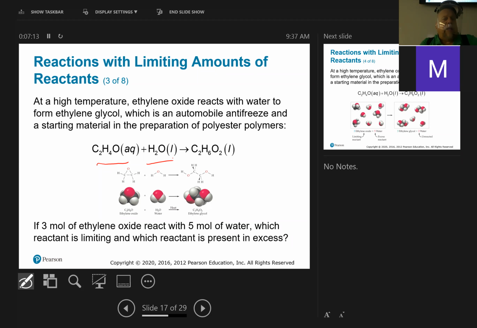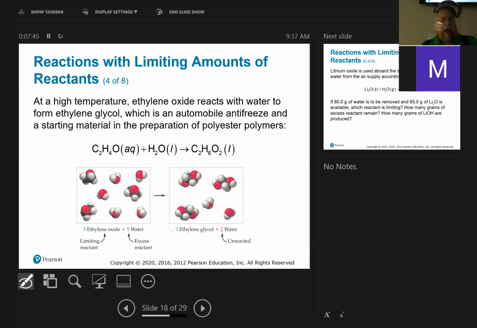Which one is in excess? 3 moles of ethylene oxide or 5 moles of water? Which one is too much? The water is too much, okay? Because it would be 3 to 3. Okay, the 3 to 3 would go together. So this would essentially be 3 would mean you have 3 moles of water. So what is excess? The water is excess. You have 5 of it. Does it react with anything? No, it just sits there. Okay? The reactant that's limiting is the ethylene oxide.